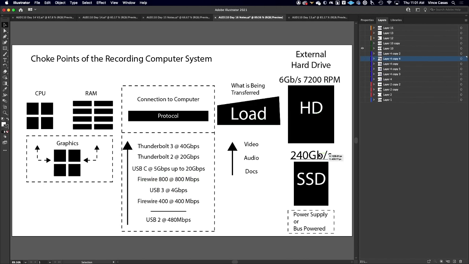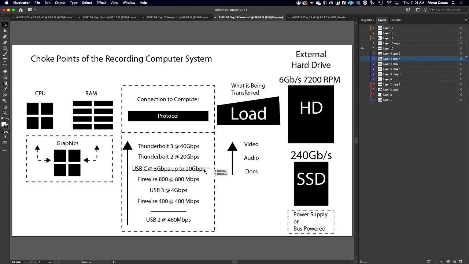But let's go look at now the solid state drives, which get us all the way up to 240 gigabits per second. That 240 gigabit per second at this time is not matched by a protocol that can communicate at that speed. So while that sounds super fast, right now our fastest protocol communication back and forth is 40 gigabits per second at Thunderbolt 3. Now Thunderbolt 3 looks exactly like USB-C, but it's not exactly the same protocol.